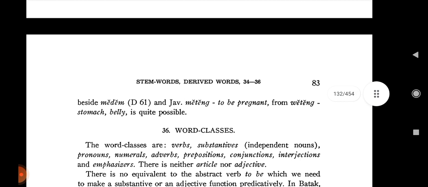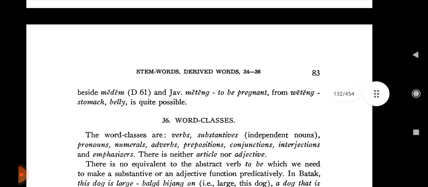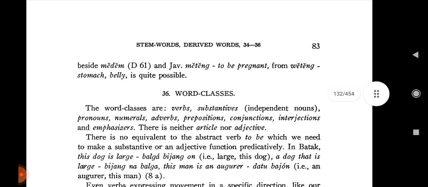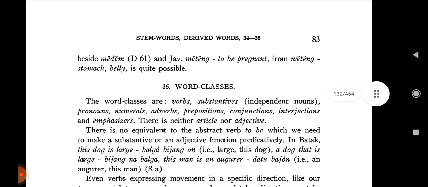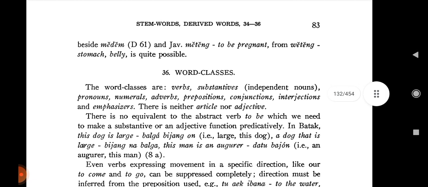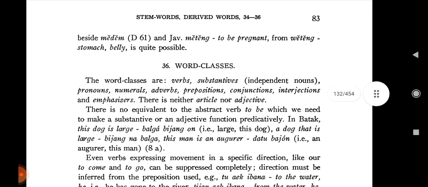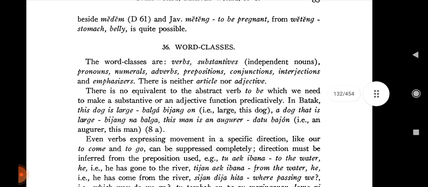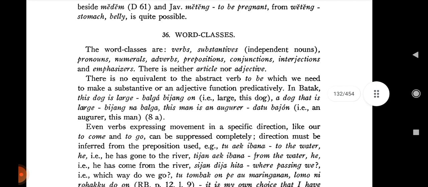36. Word classes. The word classes are verbs, substantives, independent nouns, pronouns, numerals, adverbs, prepositions, conjunctions, interjections, and emphasizers. There is neither article nor adjective. There is no equivalent to the abstract verb to be which we need to make a substantive or an adjective function predicatively. In Batak, this dog is large, balga biangon, i.e. large, this dog; a dog that is large, biang na balga.